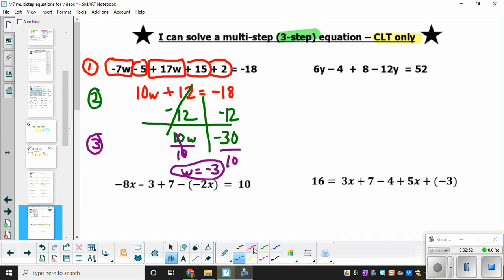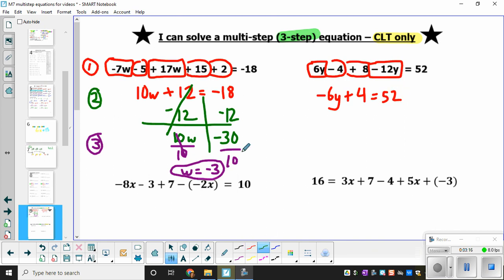All right, now for the one next to it, again, let's go ahead in red and combine like terms. I see these 6y's and these negative 12y's, and I'm going to combine them. So 6 minus 12 is a negative 6y. And then we have a negative 4 plus 8, and if you do negative 4 plus 8, that's a positive 4. So we took care of our first step where we just had to combine like terms.